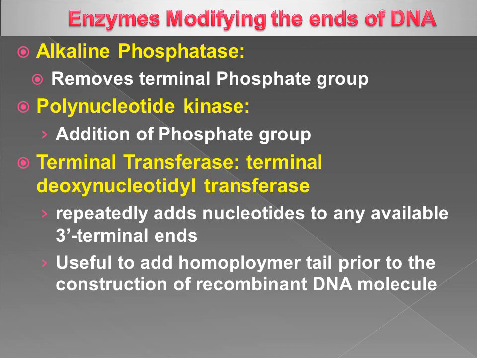It repeatedly adds nucleotides to any available 3' terminal end, the most suitable being a protruding 3' end. This enzyme is particularly useful to add a homopolymer tail prior to the construction of recombinant DNA molecule. So these are all the enzymes which play a major role in recombinant DNA technology. These are all molecular tools which are important in genetic engineering.